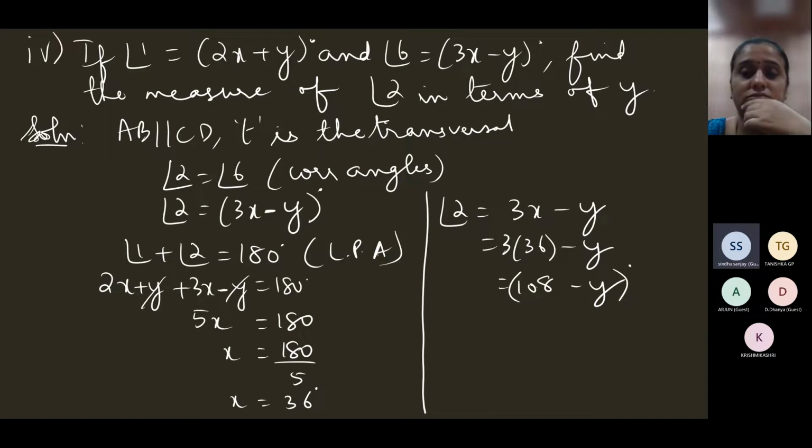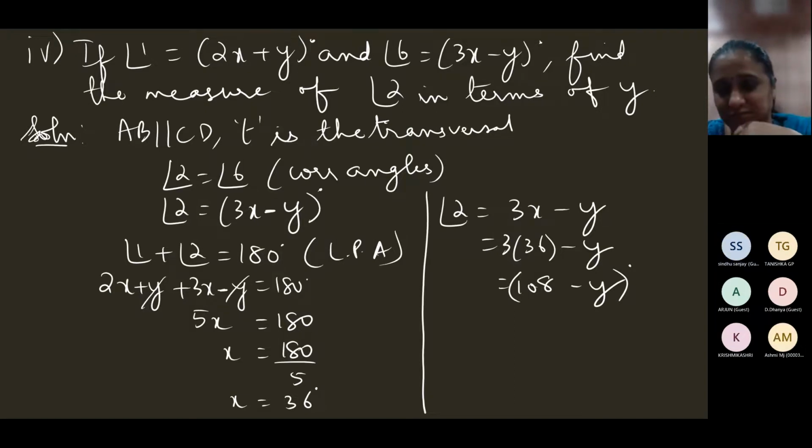Ma'am, in the question, angle 6 is given as 3x minus y, ma'am. Yeah, I corrected it by mistake. When I had first written it as plus y, that's why when I said I'll get back after the call, I told you that you will not be able to solve and get the value of x or y. Then when I started working again, I realized that I had made a mistake there.